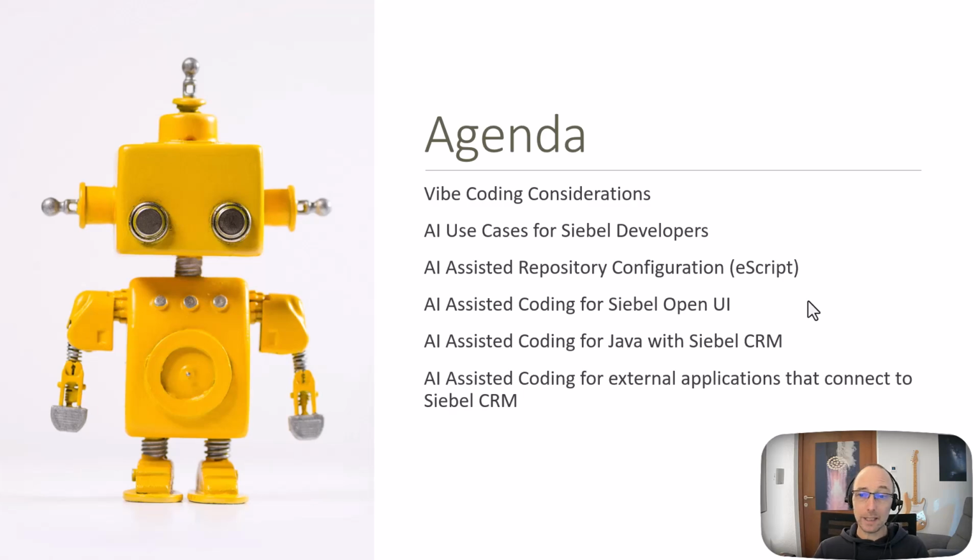So we are talking about eScript assistance for AI. What are the options today? What can you do? And then we do the same for OpenUI. And then we look into the more exotic, but still very exciting things you can do with Java coding, for example, or coding external applications that connect to Siebel CRM using the Siebel REST API. So the possibilities are sheer endless. We have to start somewhere.